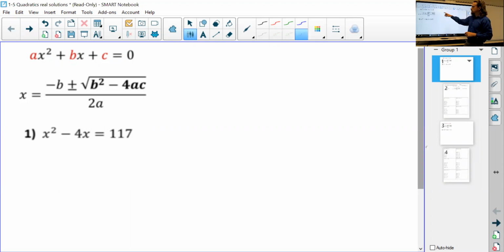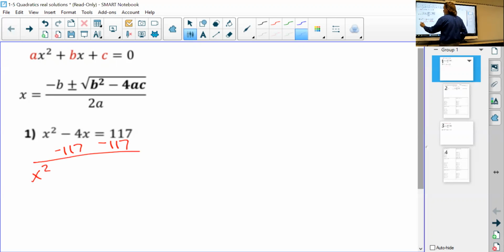So first thing we need to do is make sure it's in this form, ax squared plus bx plus c equals 0. So I need to get this 117 moved to the other side. So I add minus 117 to both sides. You've done this before. x squared minus 4x minus 117 equals 0. All right, so that's what we need to work with.